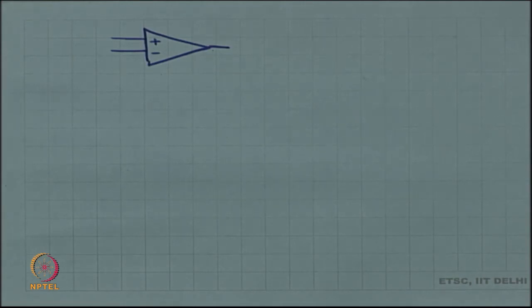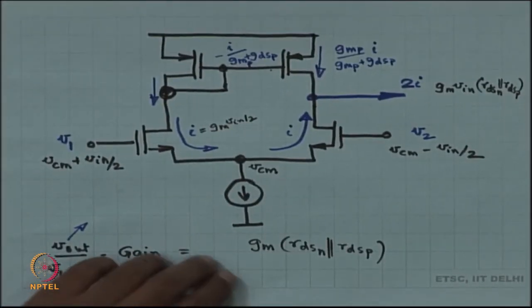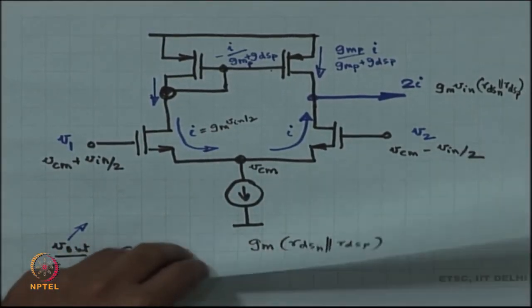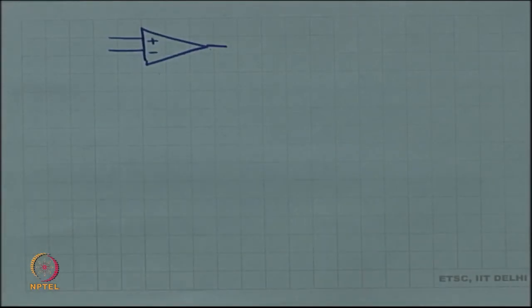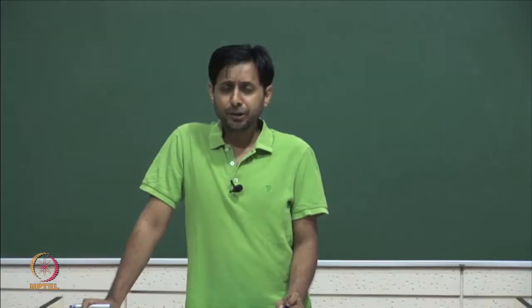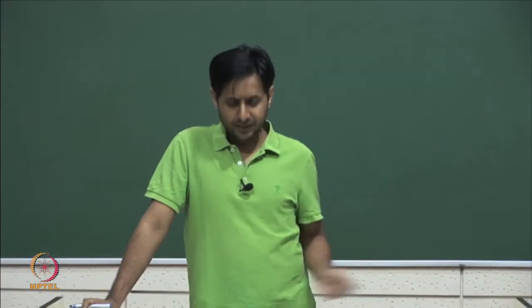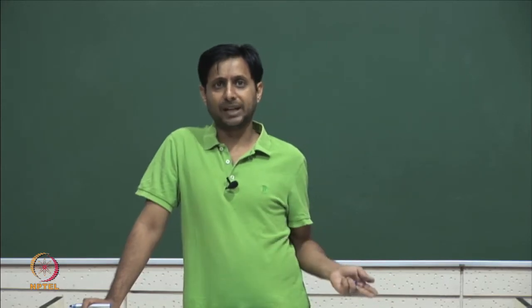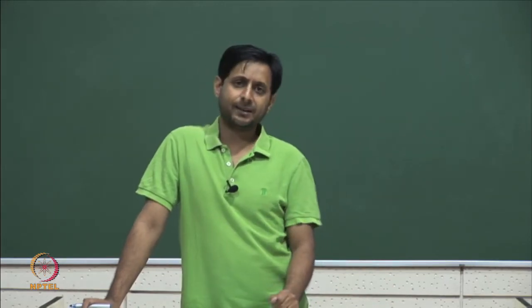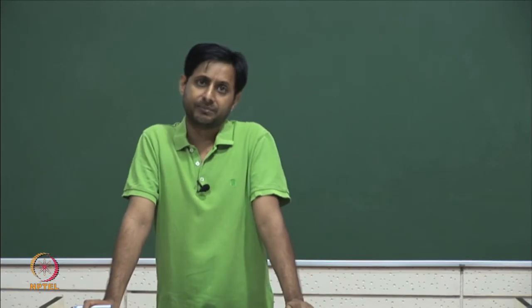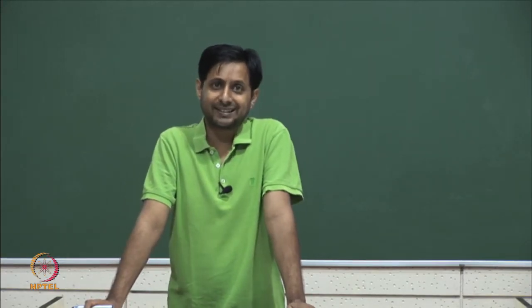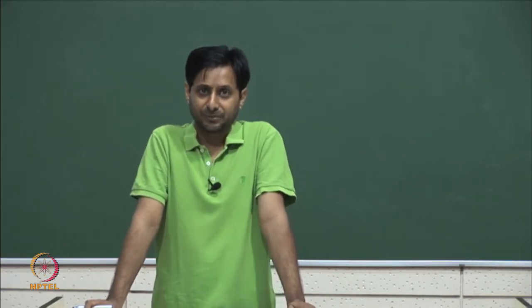Now, is that it? Could this be what is inside this triangle, or do you need more? You need more. Why? Because you need more gain. This will provide you a gain of Gm times RDSN in parallel with RDSP, right, which is less than the intrinsic gain of the MOSFET.